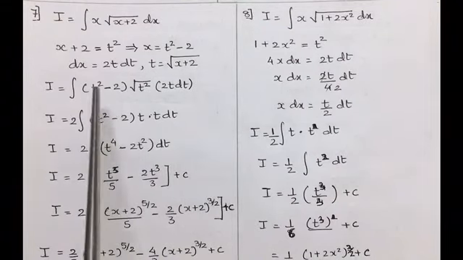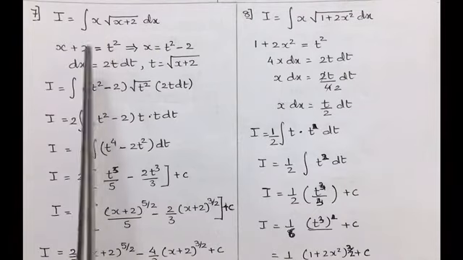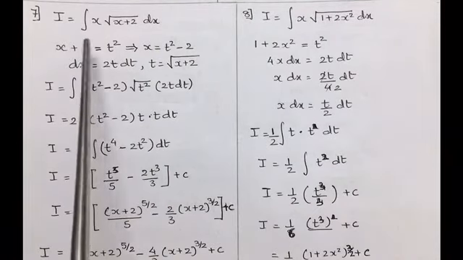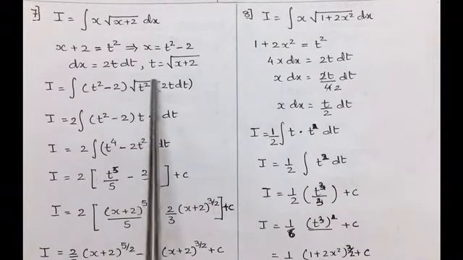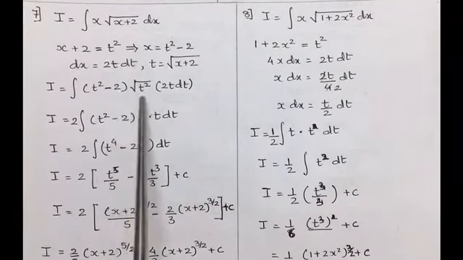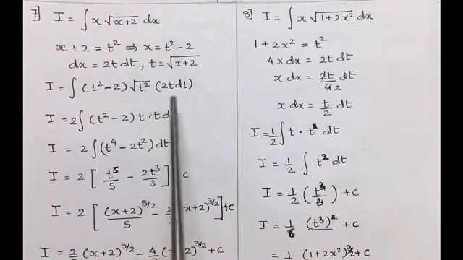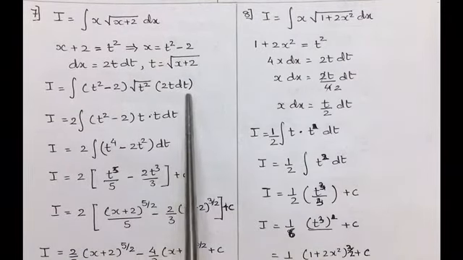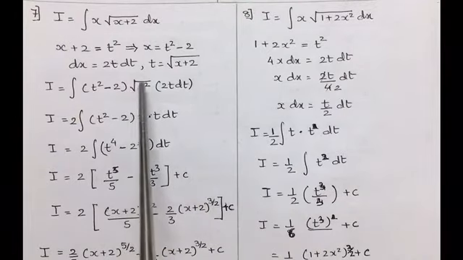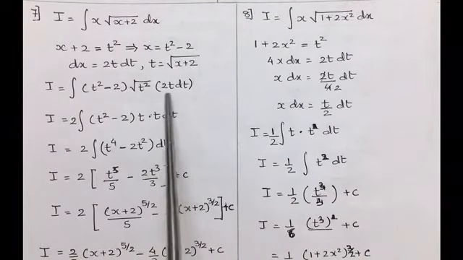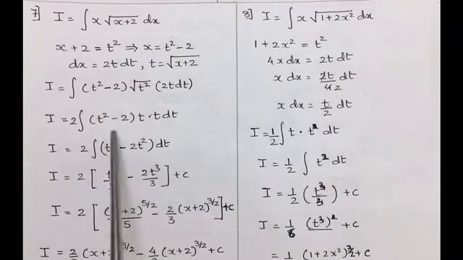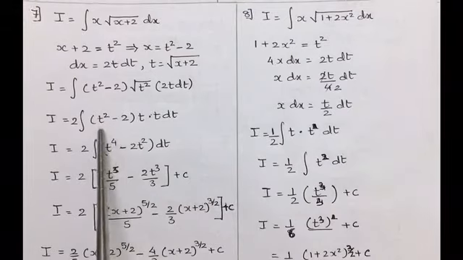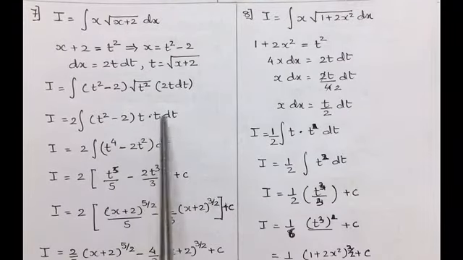Now keeping all these substitutions in the question, we get in the place of x, t square minus 2 root of t square, and in the place of dx we'll keep 2t dt. Now root of t square will become t. 2 is being taken out as it is a constant. So simplification gives us t square minus 2 times t dt.